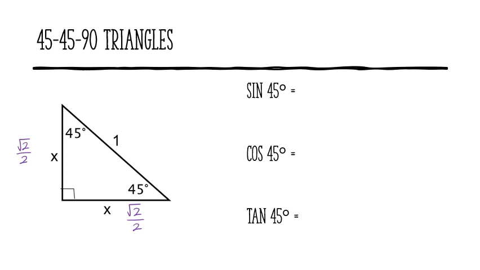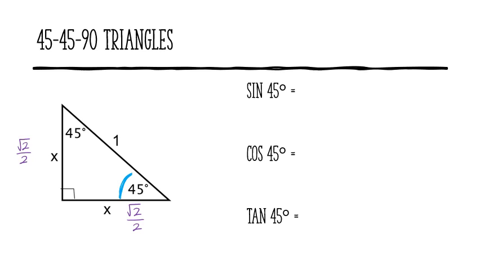Let's use that now to determine what is the sine of 45 degrees, the cosine, and the tangent of 45 degrees. So if we're looking at the sine of 45, let's just pick one of our 45-degree angles. We don't need to talk about both of them, but they will have the same trig value since they're the same degree. So I picked one of mine to be my reference angle.